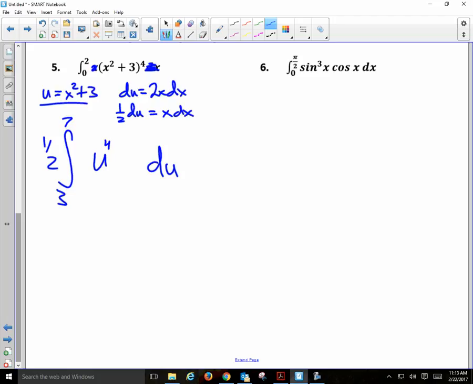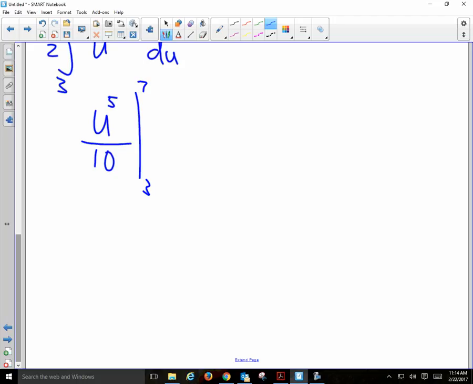All right, so what's the antiderivative of u to the 4th times 1/2? It will be u to the 5th over 10. Now, here's what I do. Instead of plugging x squared plus 3 back in for u, I just evaluate it at 7 and 3. I'm going to expect you to do this on the test. If I say change the bounds, you have to change them like that.